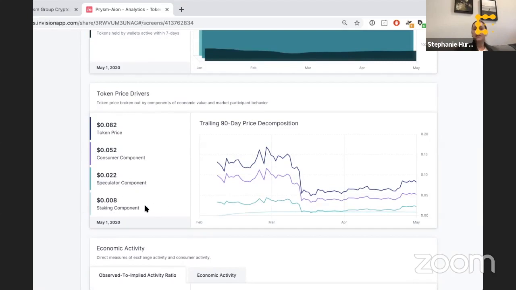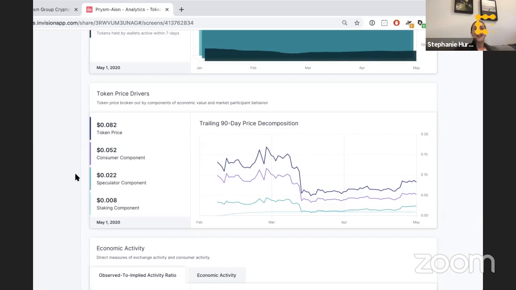The staking component and the staking rewards are slightly less than a cent of the 8 cent price. And the speculation component, or the expectations component, is a little over 2 cents. What you see here, which is great for the Aion, is that speculation is a non-trivial part of the token price, but it's not the fundamental driver. The fundamental drivers of the token price are real drivers of economic activity. They're the staking rewards, they're the need to buy goods and services.